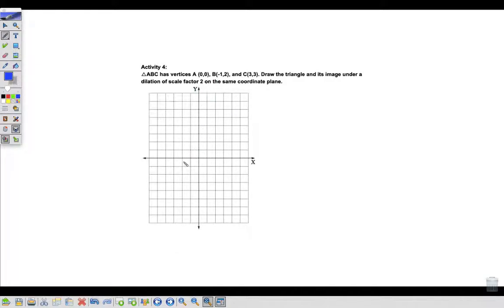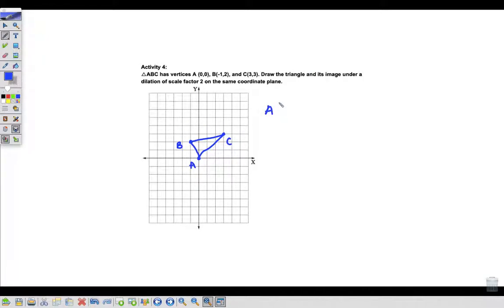Now we have to plot the points first before we can do the dilation. So A is at 0, 0. B is at -1, 2. And C is at 3, 3. So we need to draw the triangle. Struggling with straight lines today. And its image under a dilation of scale factor 2 on the same coordinate plane.